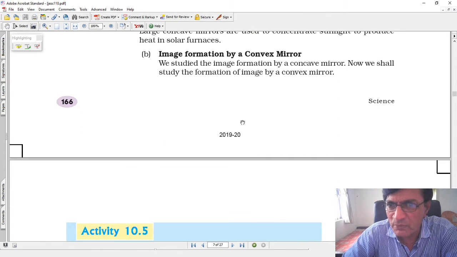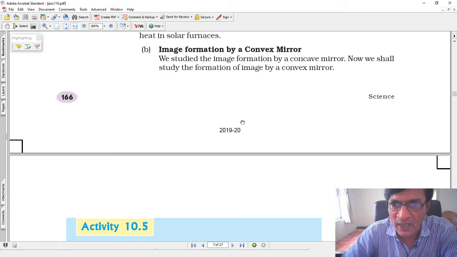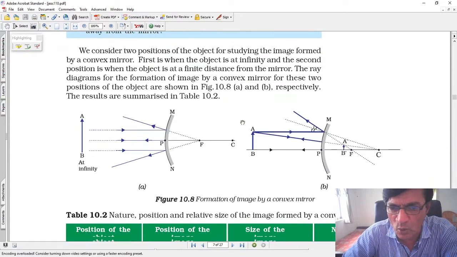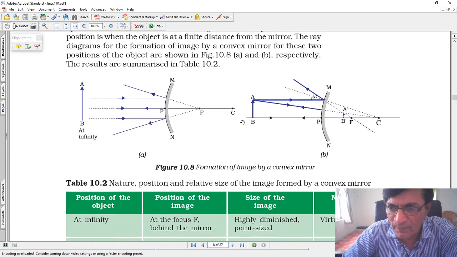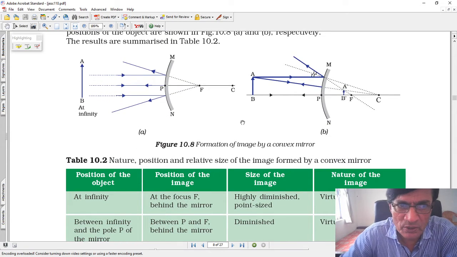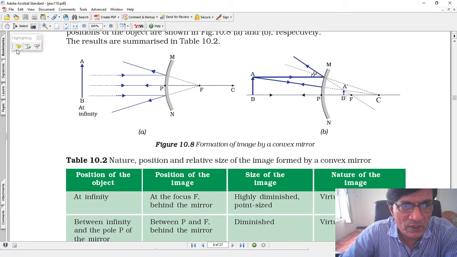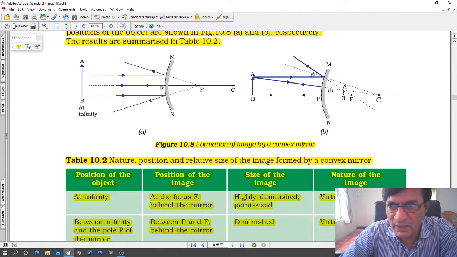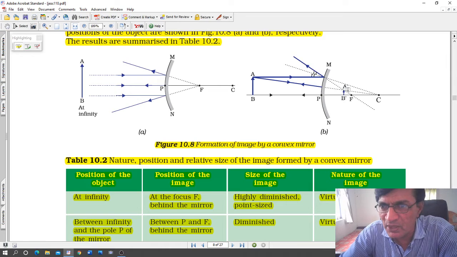Now, image formation by convex mirrors. Okay, now let's see what happened. I told you there are only two positions with respect to a convex mirror, and these are the two positions you can see on the diagram right now. One is this one, and the other one, this one, we have just discussed in the morning, the one which shows how images are formed.